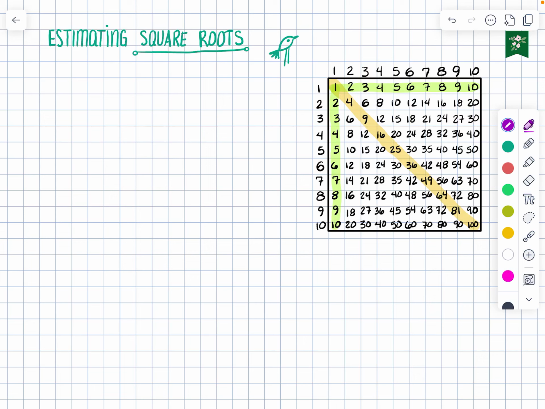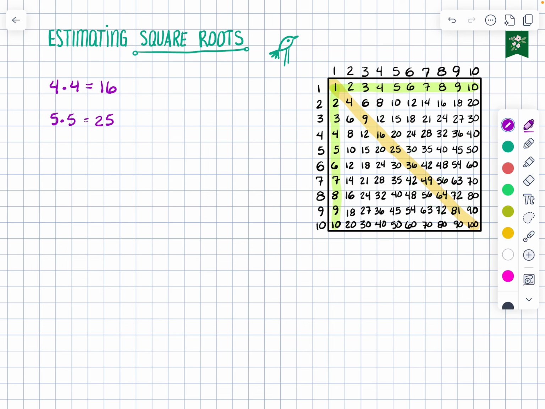When we are estimating square roots, it's helpful to understand perfect squares. What I mean by a perfect square is that if we multiply a number times itself, the result is a perfect square. So 4 times 4 is 16, and 5 times 5 is 25. And all of those numbers lie on this diagonal in a multiplication matrix. There we've got our 16 and our 25, and all of these numbers are perfect squares.